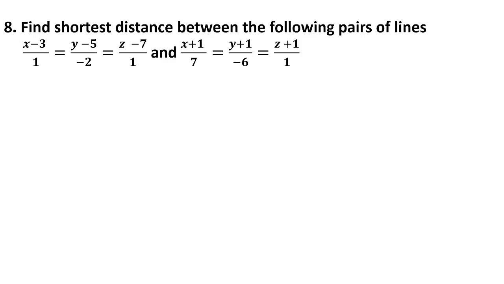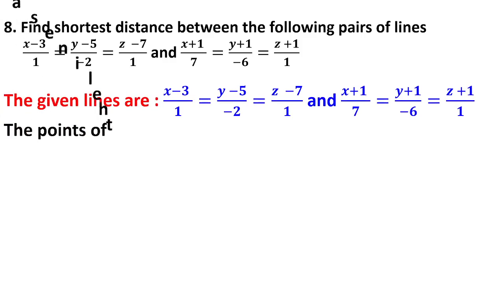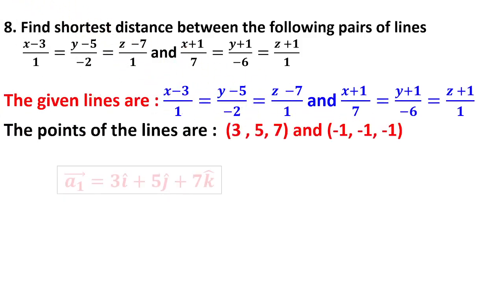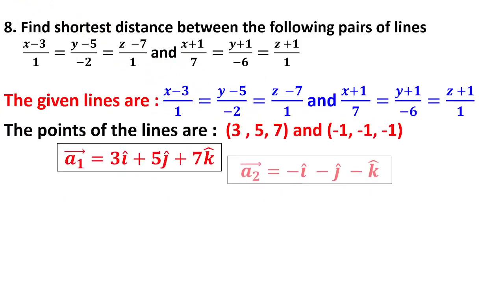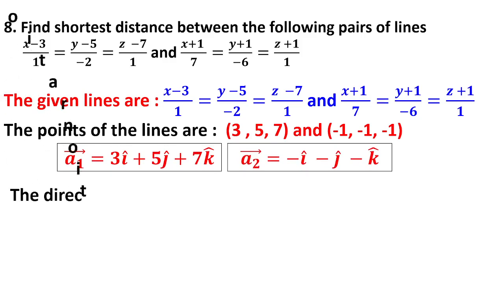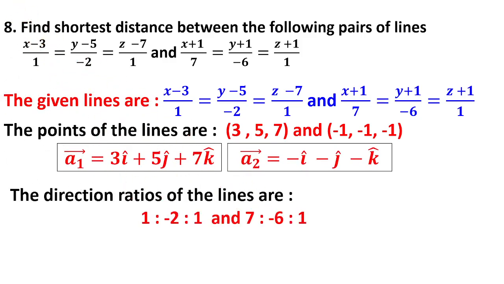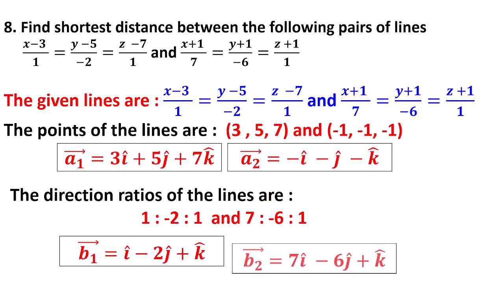Good. Let us go to question number 8. Usual question: shortest distance between the following pairs of lines. Remember, this question can be done either by the Cartesian method or by the vector method, but here I will show you the vector method. Before you start, check whether both the given lines are converted into standard form. Given lines are like this. The points on the lines I have taken, therefore from the points I am getting a1 and a2. Direction ratios I am writing, from them I am getting b1 and b2.